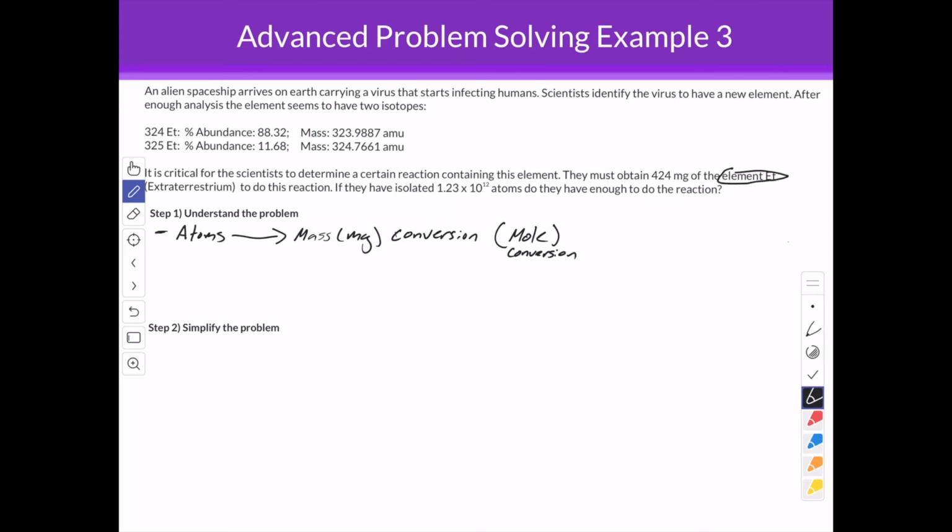And are we going to find that on the periodic table? No, we just told them that this is a new element. And since we can't find that on the periodic table, using mole conversions, we know that one of our conversion factors is the molar mass, right? And where do we get that? That's from the average atomic mass, right? So that's why working backwards kind of helps us here. So we know we need to solve for the average atomic mass.